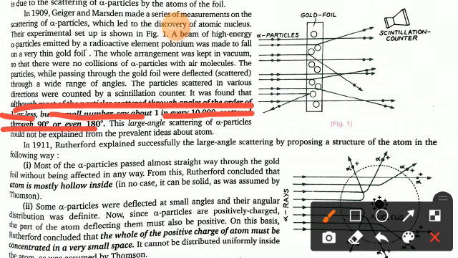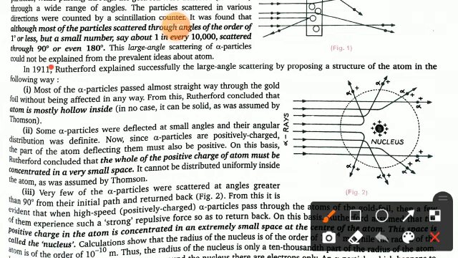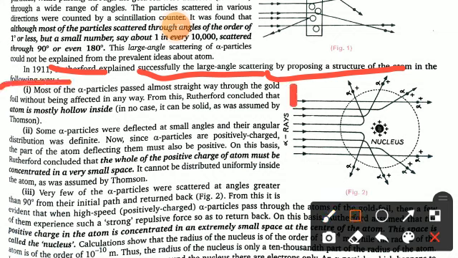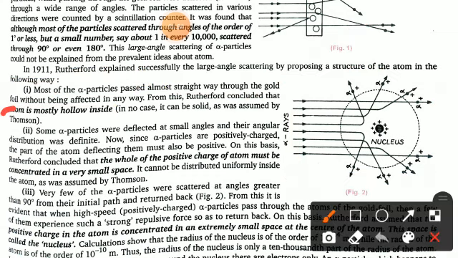This large angle scattering of alpha particles could not be explained by the prevalent ideas about the atom. In 1911, Rutherford successfully explained the large angle scattering by proposing a structure of the atom. This is the Rutherford experiment, and the earlier one is the Geiger-Marsden experiment. Most of the alpha particles passed almost straight through the gold foil without being affected. From this, Rutherford concluded that the atom is almost hollow inside, and in no case solid, as was assumed by Thomson.